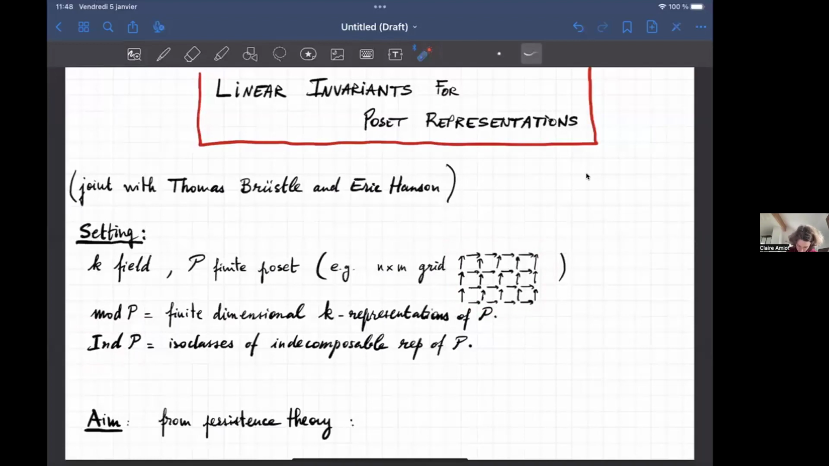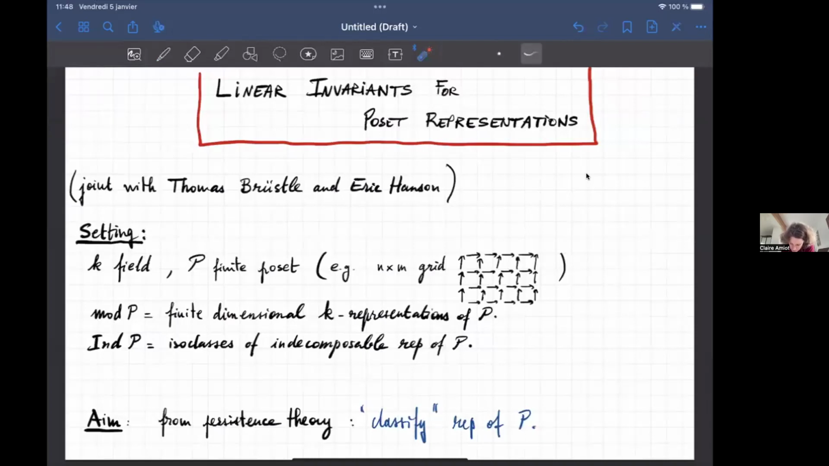And the aim really comes from persistence theory. An aim in persistence theory would be to classify representations of P, which is of course not a really reasonable aim, because most finite posets are of wild representation type. So there is no hope to classify the representations of P, but still, what I mean by classify is to find good invariants to classify these representations of P.